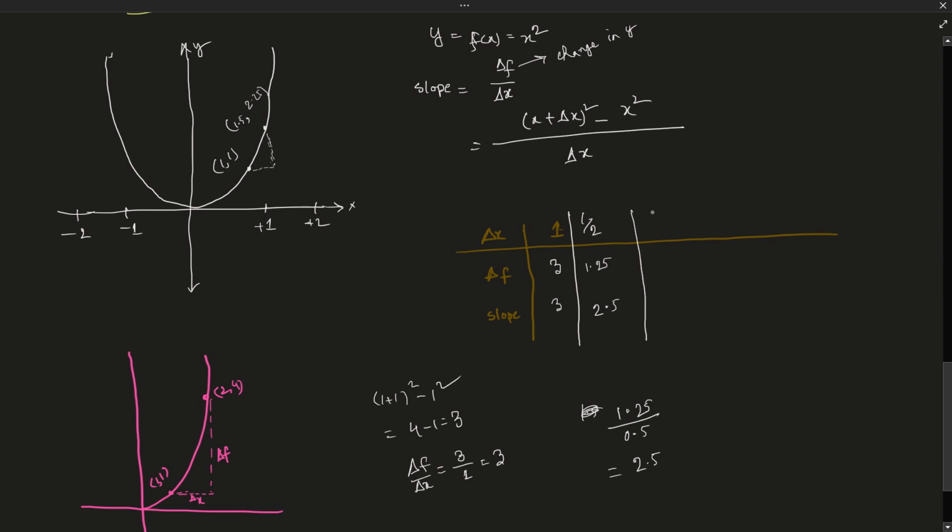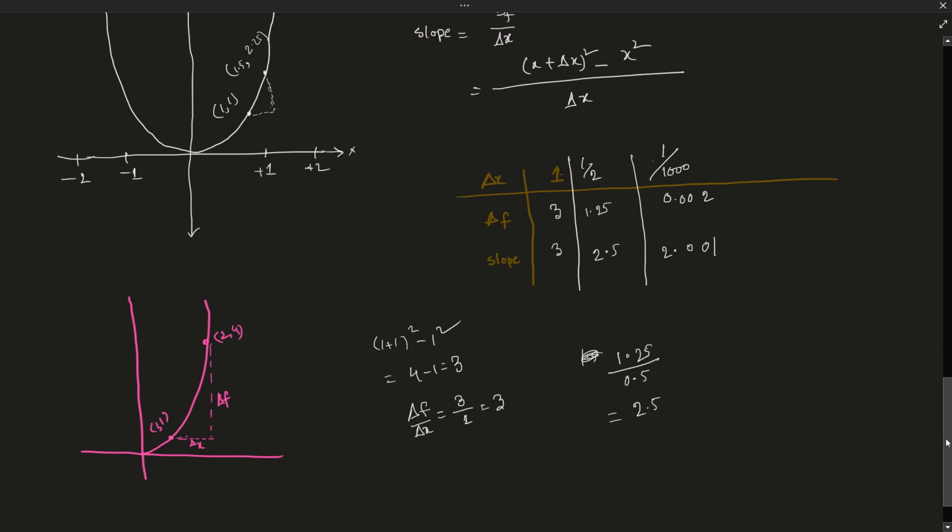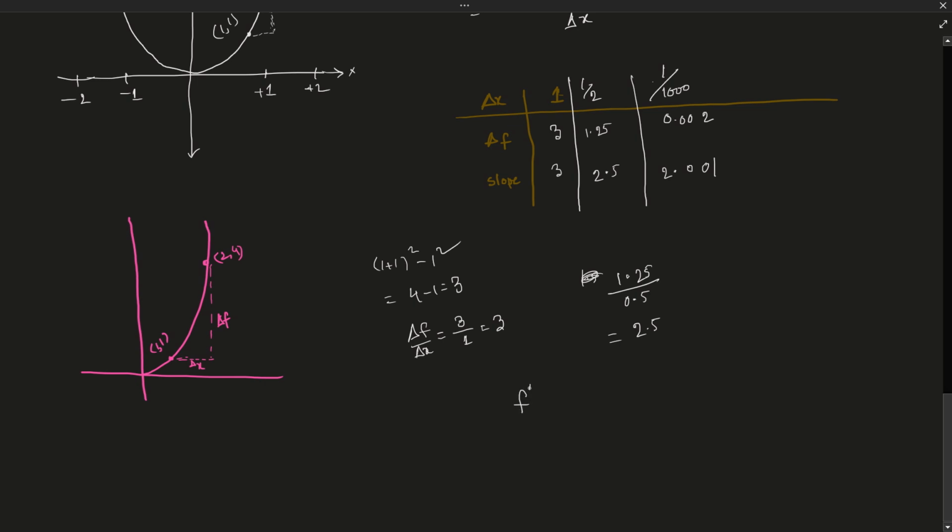And now, if we take, suppose, 1 by 1000, so it will be like 0.001 and this will be 2.001. So the derivative will be d by dx of f of 1, so it's 2. So the slope of the tangent at 1 is 2.